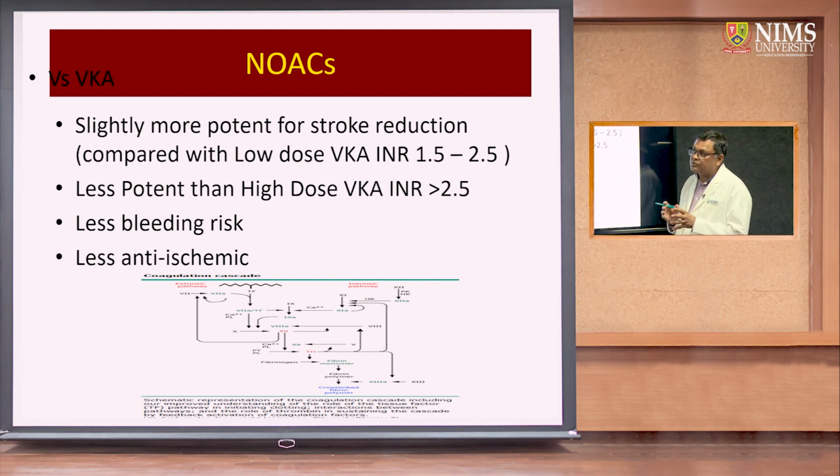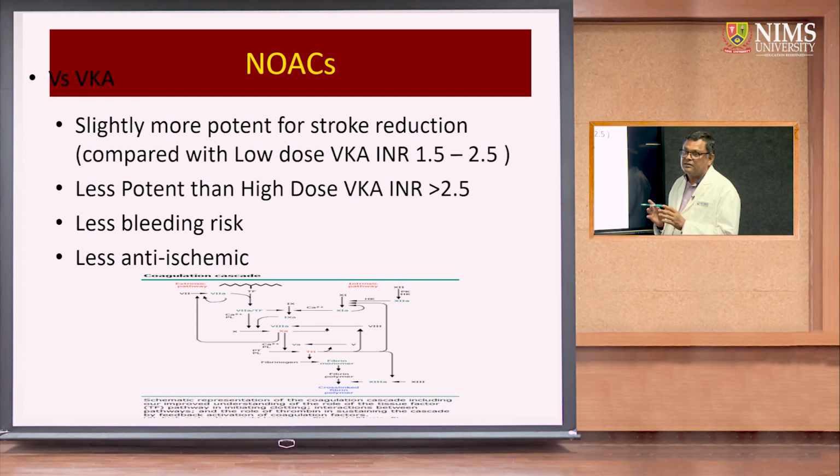So, where do you use this low dose vitamin K antagonist? Broadly in AF patients. In an AF patient, if the patient has chronic kidney disease requiring dialysis, or very advanced chronic kidney disease, you would use a vitamin K antagonist, or where cost is a consideration, you might use a vitamin K antagonist. But where cost is not a consideration, you would always prefer a NOAC over a low dose vitamin K antagonist. Why? Because it is more effective with the same or less bleeding risk. So, I think this is important.